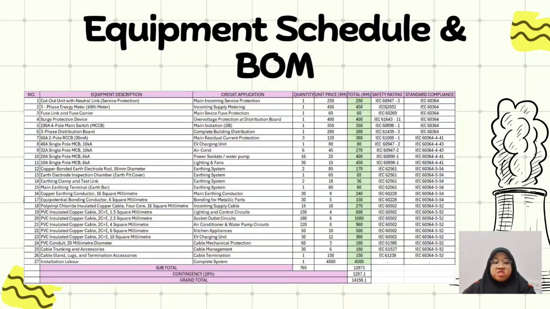Basically, after everything is installed, we must conduct mandatory tests like insulation and earth resistance tests. It is not just to comply with Suruhanjaya requirements, but to prove that the calculation in our report actually works and is 100% safe once we turn the power on.